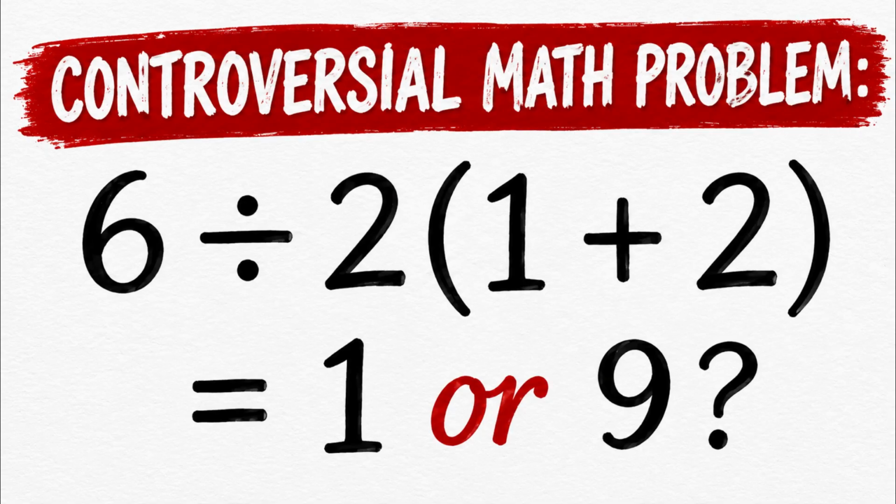The real issue is that the original expression is written ambiguously. If you mean 1, write it as 6 divided by bracket 2 times (1 plus 2). If you mean 9, write it as 6 divided by 2, then multiplied by (1 plus 2). So the controversy is not only about calculation, it is also about how the expression is interpreted.